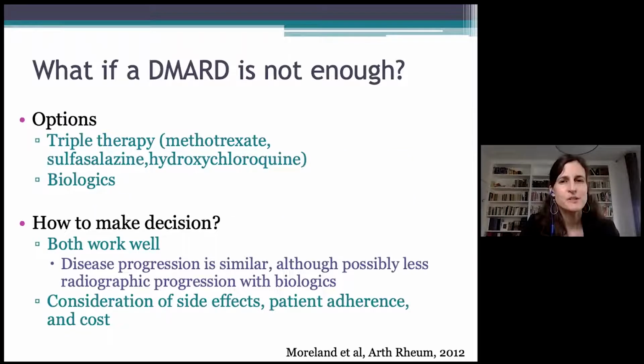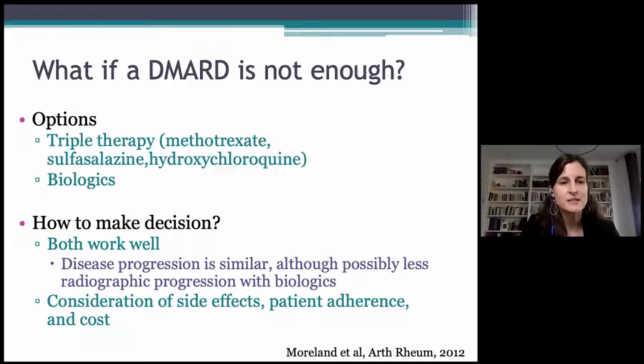And what if a DMARD is not enough? Say we start a patient on methotrexate and they improve, but they just haven't gotten as far as we'd like to be. The options here include something like triple therapy, which includes methotrexate, sulfasalazine, and hydroxychloroquine, basically 3 of our synthetic DMARDs, as well as either transition to or adding a biologic.